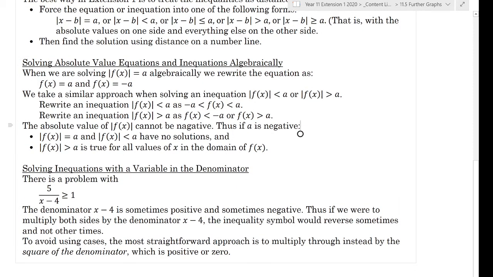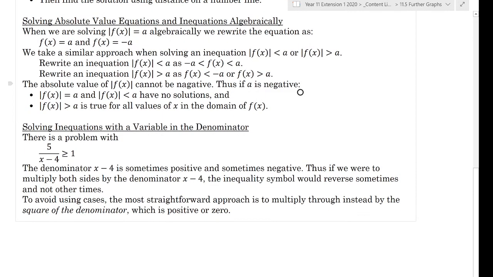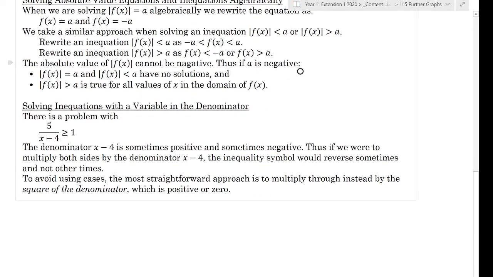Now, just like when we had the absolute value of f of x equal to a negative number, the absolute value of f of x less than a negative number has no solutions, because we can't have negative values of an absolute value, okay? And the absolute value of f of x greater than a negative number is true for all values, okay?